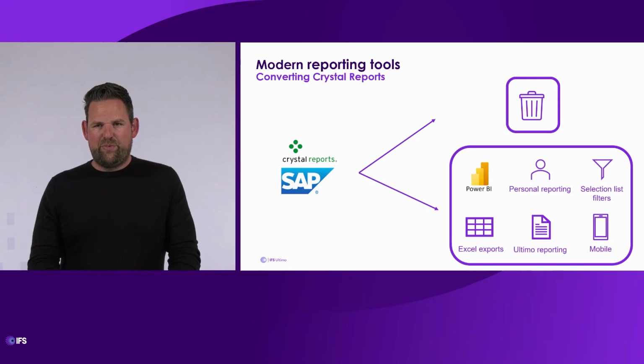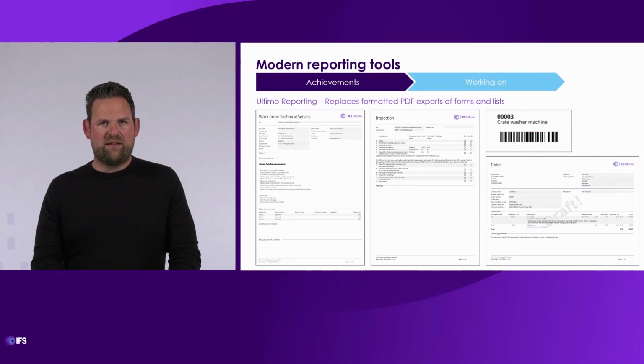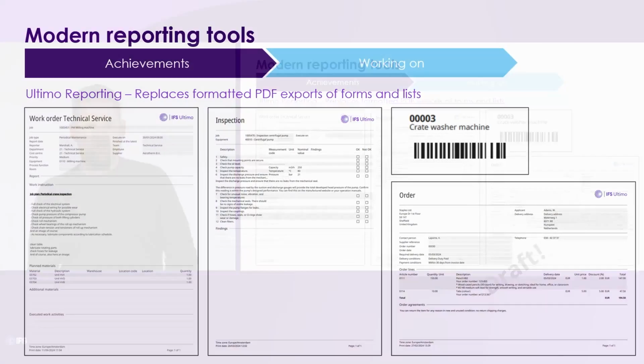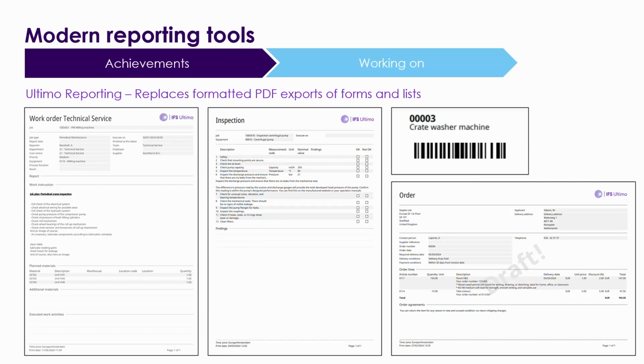And Ultimo Reporting is a new reporting tool created by ourselves, which is capable of generating reports like this. So it can generate forms like the work order form, for example. It can generate some lists like the inspection list. You can create the order form. You can create some equipment stickers. So Ultimo Reporting is capable of creating some nice fancy reports already.